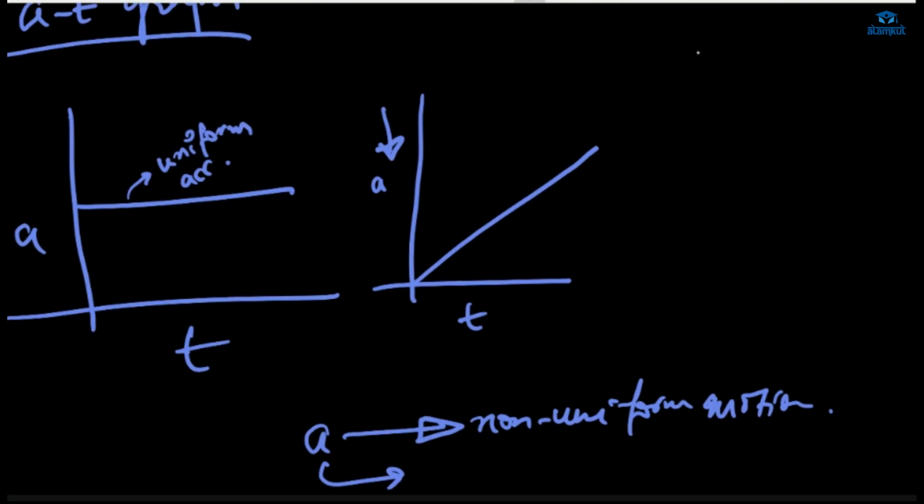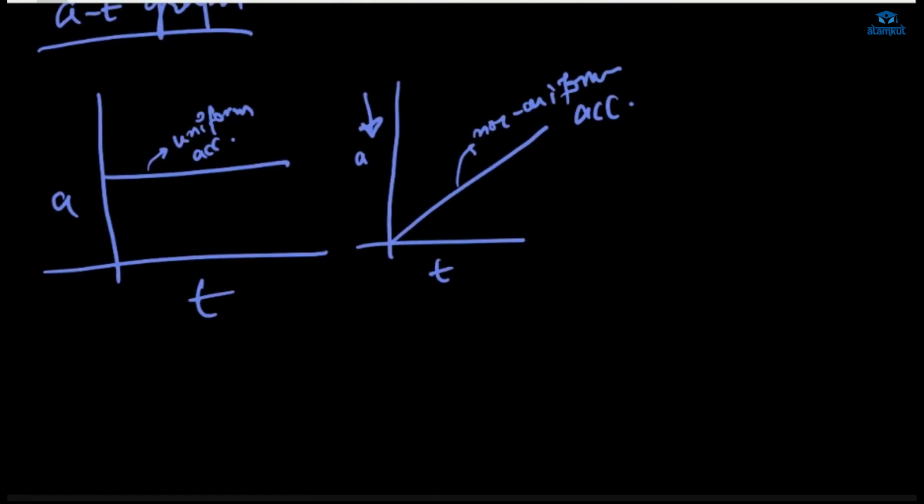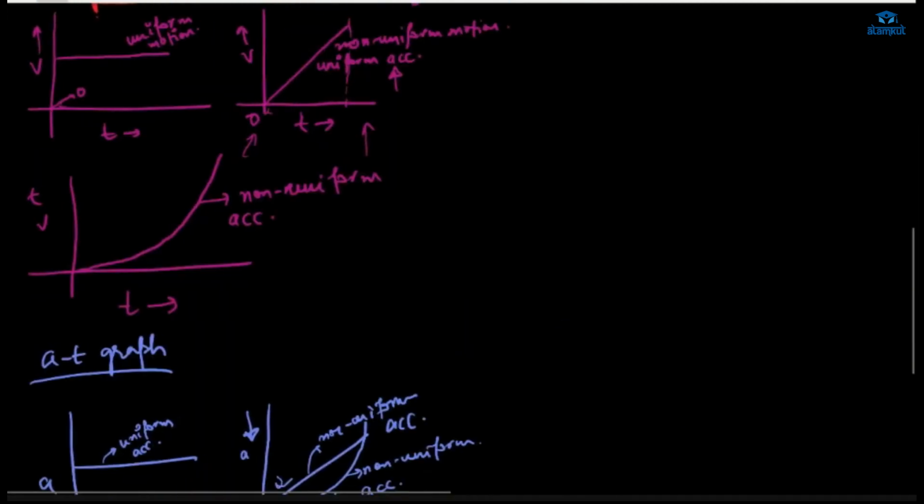So if A is there, what kind of acceleration is there? Here the A is changing. It means it is non-uniform acceleration. Simple. There is nothing to think about. You only have to look and tell what kind of motion this is. Whether the A-T graph is like this or like this, the acceleration will be non-uniform, because acceleration is changing in this also. Non-uniform acceleration. Fine? It's 53.